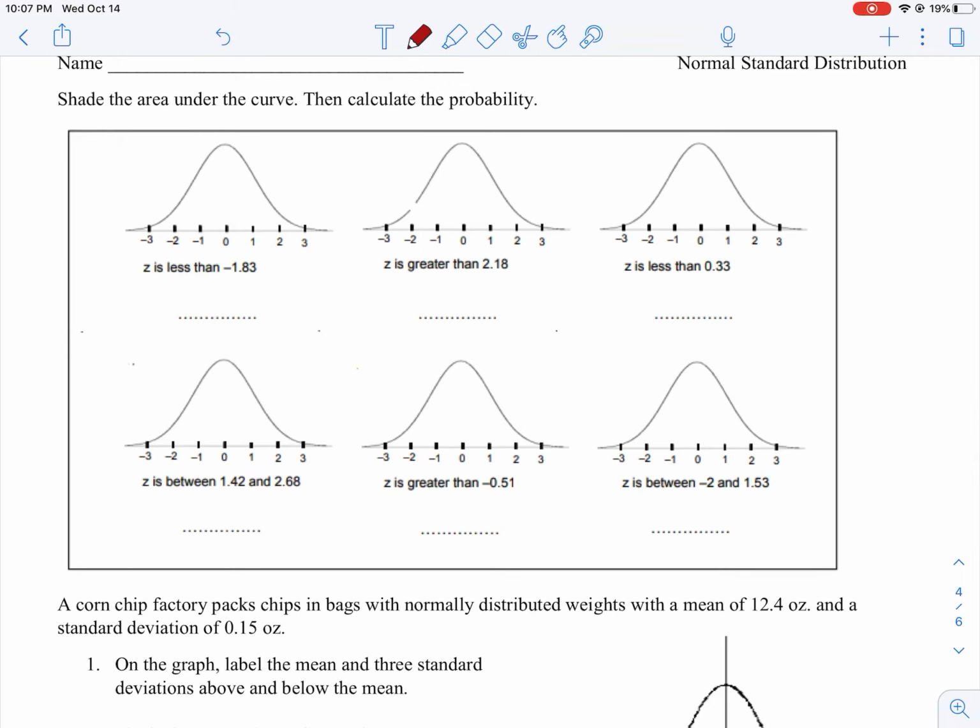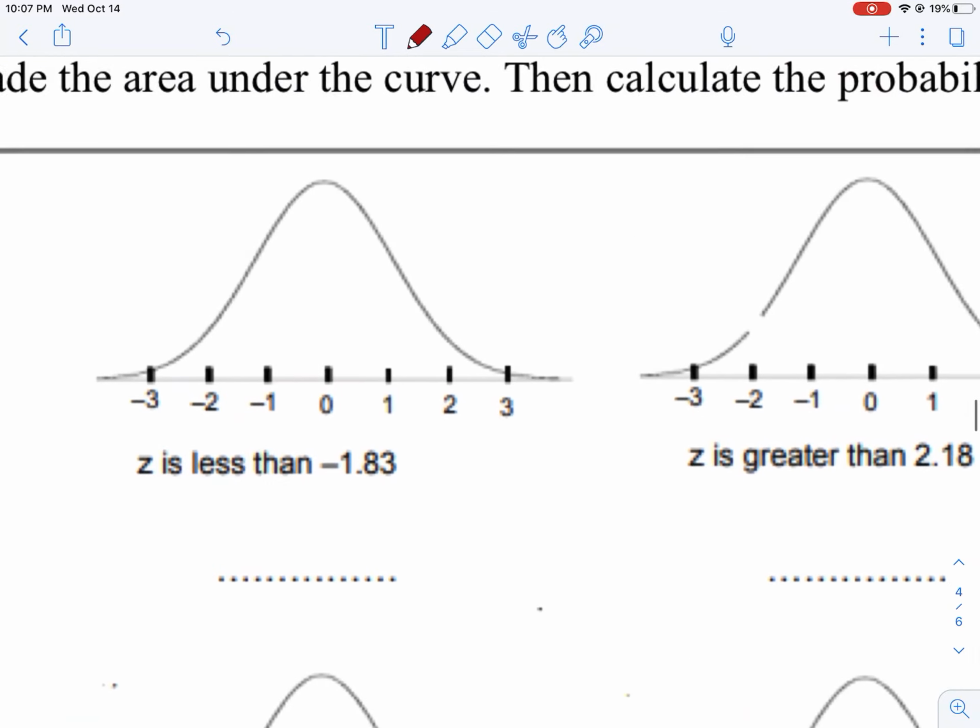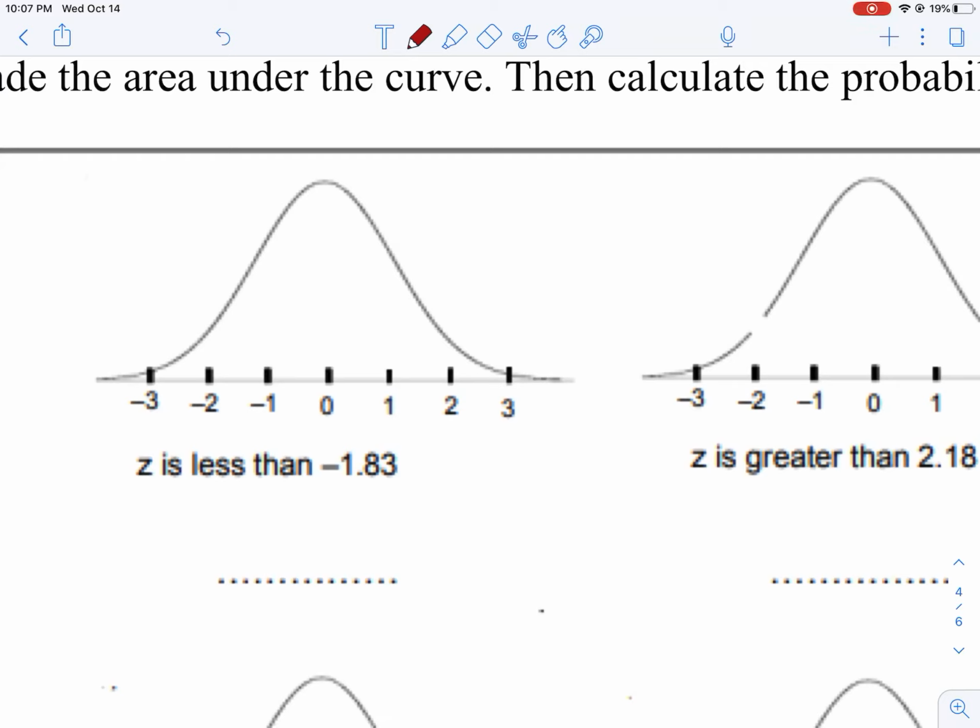So starting with just z-scores, there's really 3 situations of what you would have to do in terms of area. The first is where you're given a score and you're asked to calculate something less than that score. So you're going to find where negative 1.83 is approximately. So let's say it's there. And if I want it to be less than, then I'm going to the left. So I'm going to highlight this section. This is the less than area of that point.